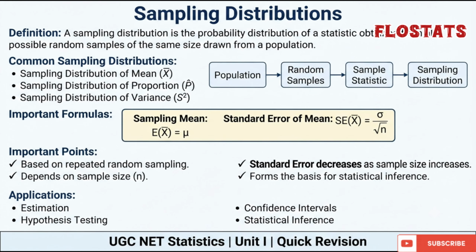A sampling distribution is the probability distribution of a statistic obtained from all possible random samples of the same size. The most common sampling distribution is the sampling distribution of the sample mean. The expected value of the sample mean is equal to the population mean. The standard deviation of the sampling distribution is called the standard error, which decreases as the sample size increases. Sampling distributions are the basis for estimation, confidence intervals, and hypothesis testing.